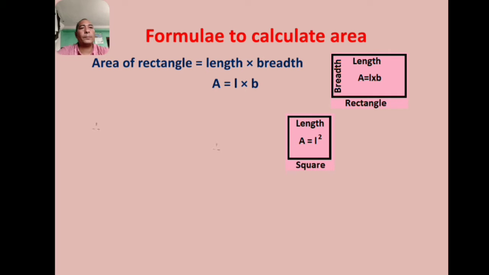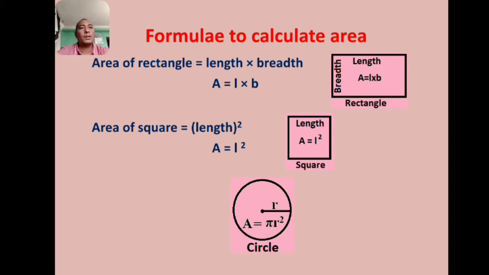Square. Area of square equals length square. A equals L square. Circle. Area of circle equals pi r square, where pi equals 22 by 7.